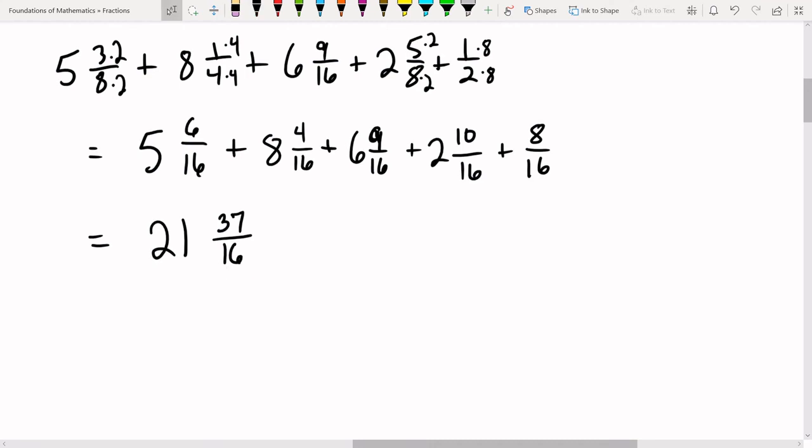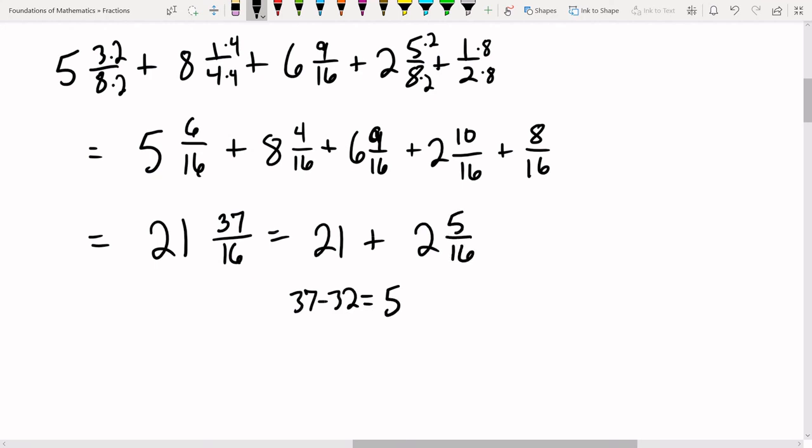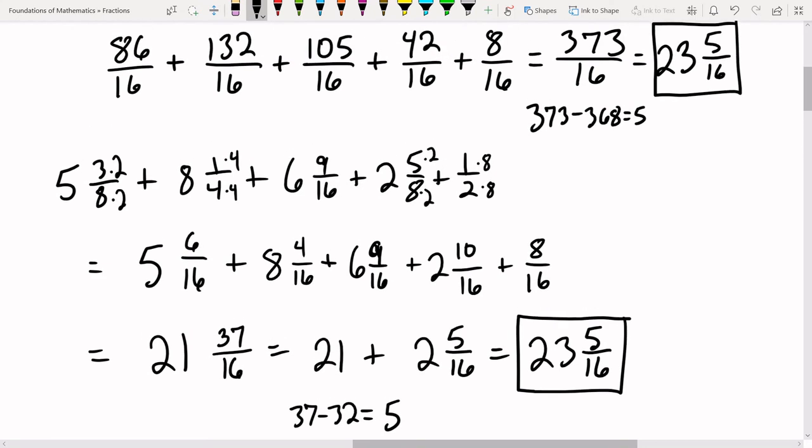Of course, 37 sixteenths is an improper fraction. We need to change it to a proper fraction. 16 can go into 37 twice. So we have 21 plus 2. And if 16 goes in there twice, 16 times 2 is 32. So 37 minus 32 is 5. So 37 over 16 is the same thing as 2 and 5 sixteenths. Now we can add the whole numbers again and get 23 and 5 sixteenths, which is the exact same thing as we got in the other problem.